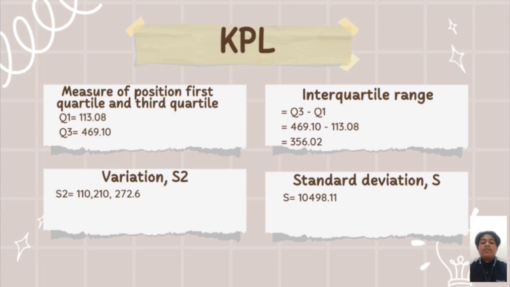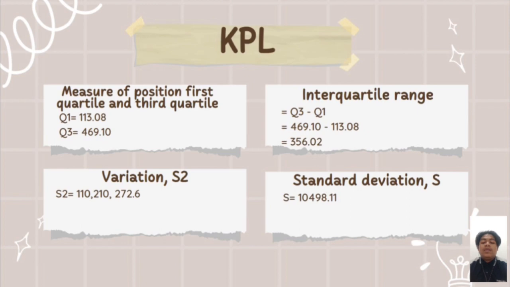Then I'm going to explain the second measure, which is measure of position. It is divided into two parts, which are first quartile and third quartile. The formula for the first quartile is LQ1 plus n divided by 4 minus f divided by FQ1 multiplied by C. And the first quartile for kpl is 113.08. While the formula of third quartile is LQ3 plus 3n divided by 4 minus f divided by FQ3 multiplied by C. And the third quartile for kpl is 469.10. So the interquartile range of third quartile and first quartile is 356.02.